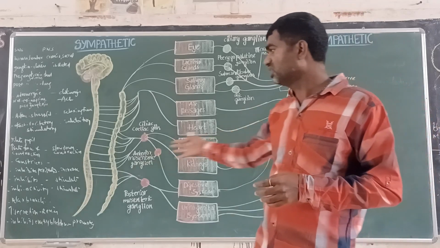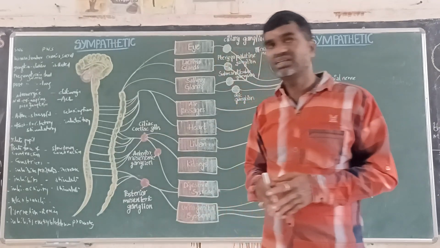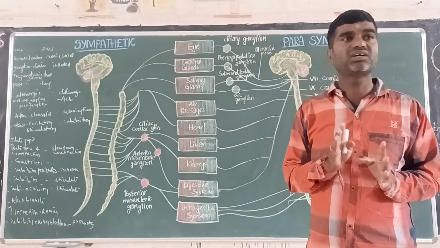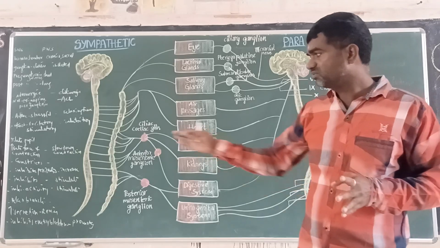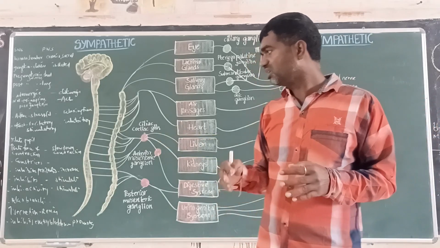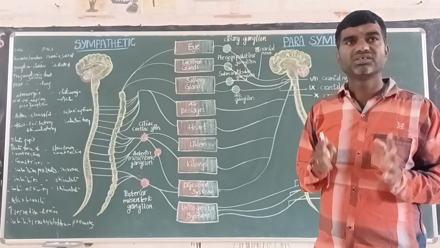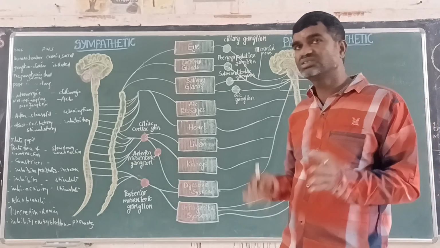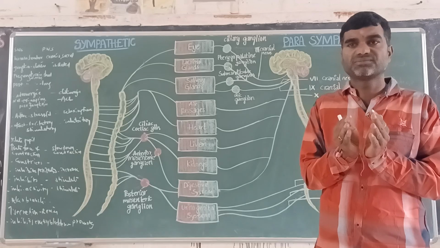And next one is the pancreas. The pancreas has inhibitory activity from the sympathetic and stimulatory activity from the parasympathetic. And next one is the lungs. The lungs have relaxation of the bronchi in the sympathetic nervous system, and the parasympathetic causes contraction of the bronchi.